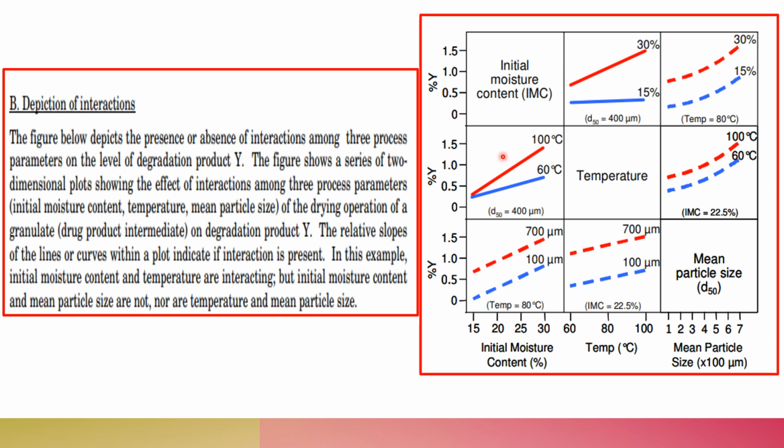So here in the guideline, based on slope, it is explained which factors are interacting and which factors are not interacting. When we use a DOE study, simply by seeing the p-value, which factor is significant and which interaction is significant, we can come to the conclusion, right? So next, let's move to the next slide.